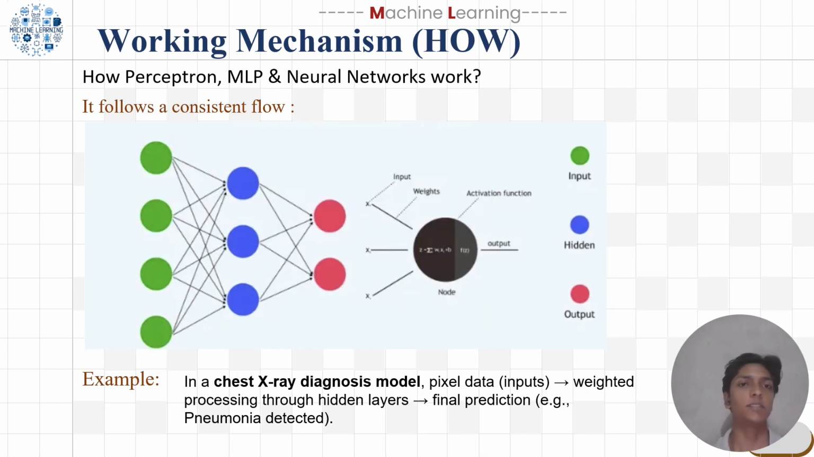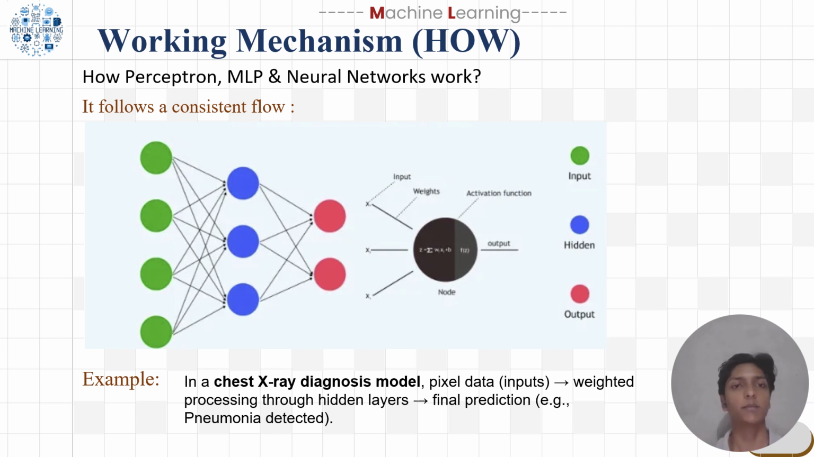Now how does the perceptron, multilayer perceptron and neural networks work? So first the perceptron, which is a single neuron. We take the inputs, apply weights to it, calculate the weighted sum and apply the activation function, and it gives us the output. That is for single perceptron.